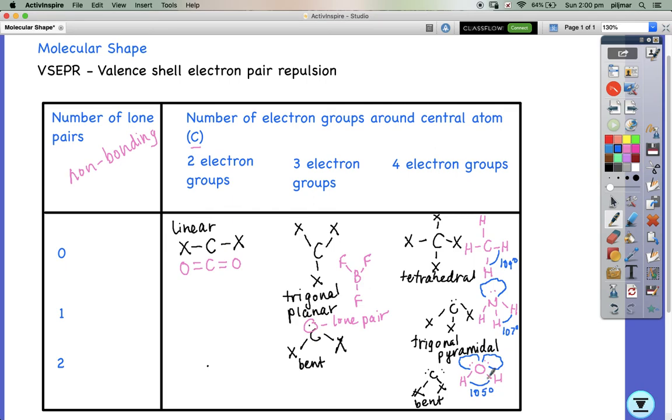Okay, so that is what we need to know for molecular shape. So we have linear molecules, trigonal planar molecules, bent molecules, tetrahedral, trigonal pyramidal, and bent. And that's going to help us to understand the impact of polarity on molecules as well. Okay, so I hope that you found that useful.